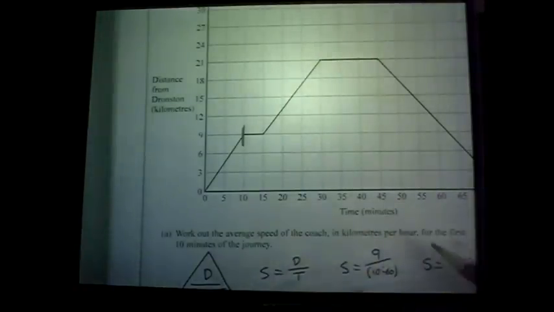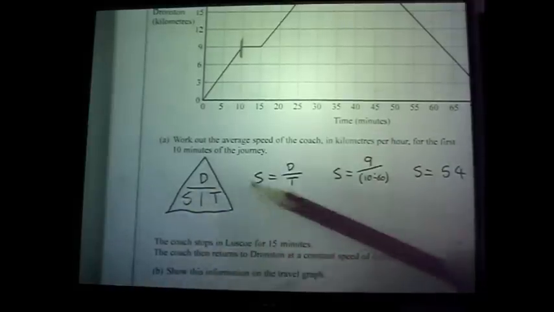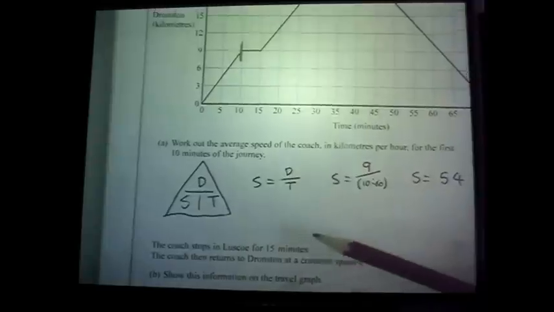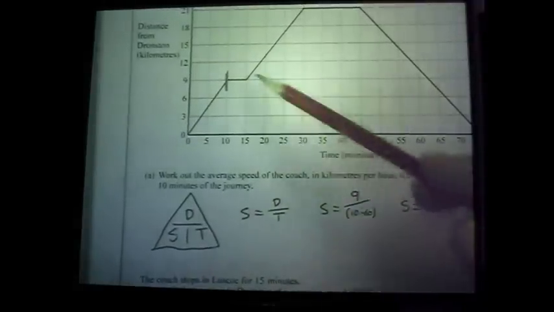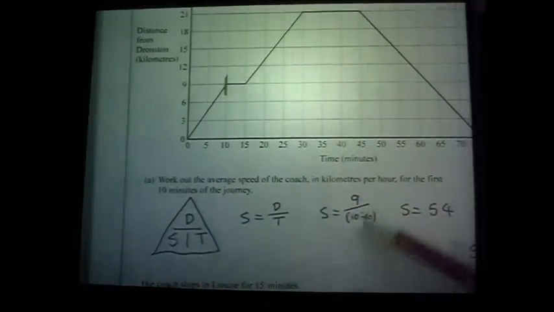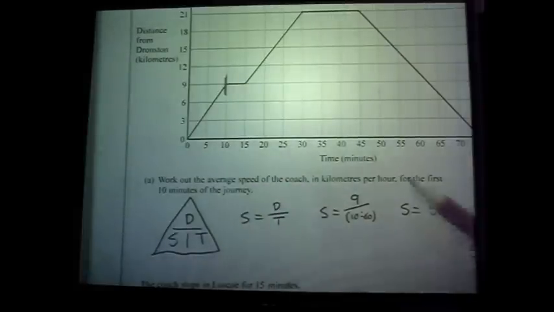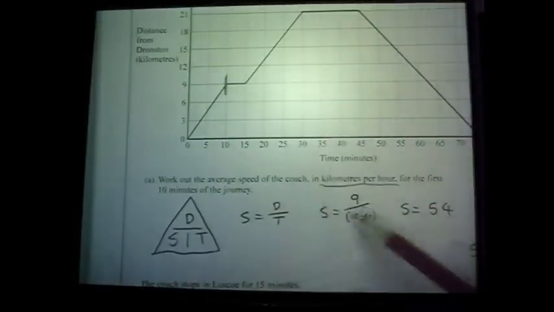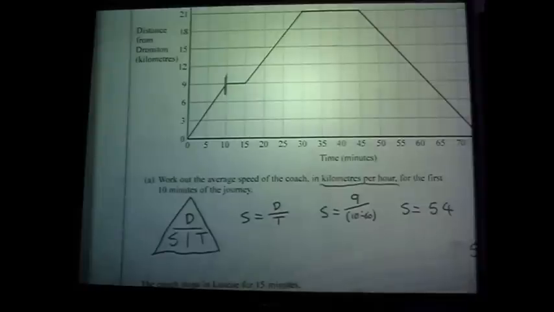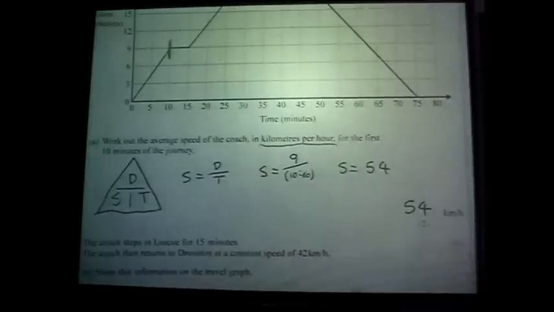So because we need to work out the average speed, we need our speed, distance, time triangle. So SDT. So it looks like this. Speed is distance divided by time. So speed is 9, because that's the distance, divided by time. And this is where people always go wrong, because they put down the time as 10, but it's 10 minutes. And of course we're going to measure it in kilometres per hour. So you need to work out what fraction of an hour is 10 minutes. And I've just called it 10 over 60. Look, I put it in my calculator like that. And the answer is 54 kilometres per hour.